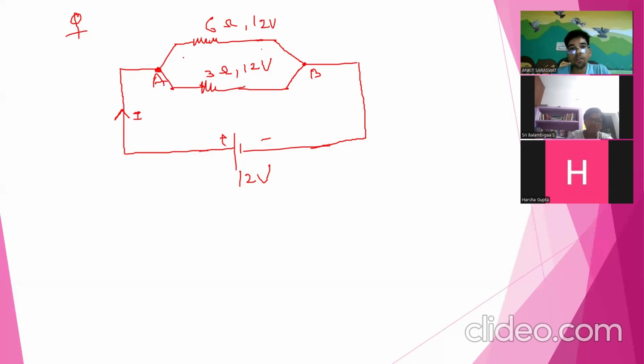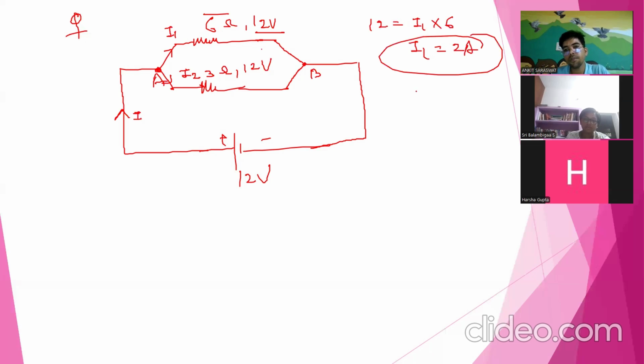Yes, sir. Now, you just tell me, 6 ohm, 12 volt. Current I is coming. In what ratio will it divide, I1, I2? Then I1 will be what? You know voltage, you know resistance, then I1 will be what? Two ampere. Clear? I2 will be what? Yes, sir. 12 by 3, 4 ampere.